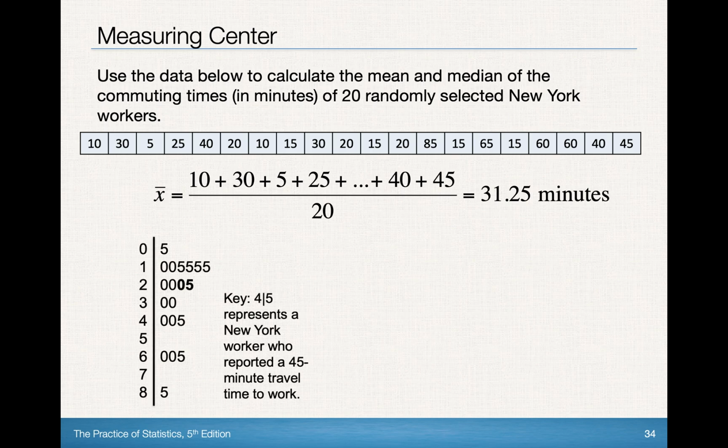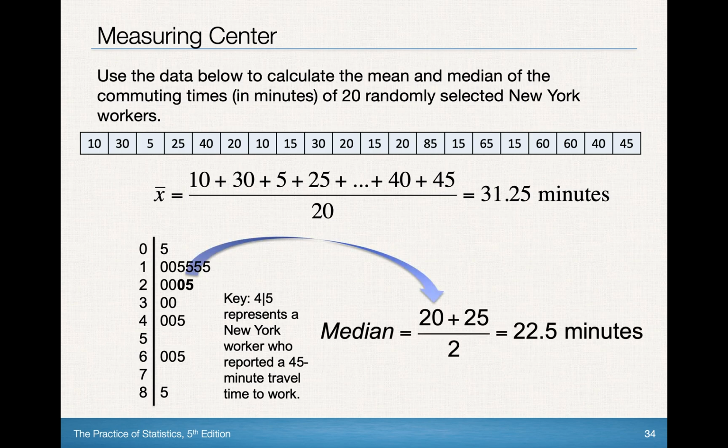To find the median, we're going to take all of these data points and put them in order from smallest to largest. In this case, we're going to use a stem and leaf plot. And then we find the median. Because there are 20 observations, the median will be the average of the two center observations, which are 20 and 25. So the median is 22.5 minutes. Notice that the average and the median are not the same, and that's okay. They're not always going to be the same.